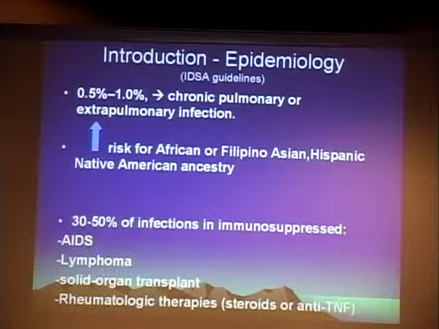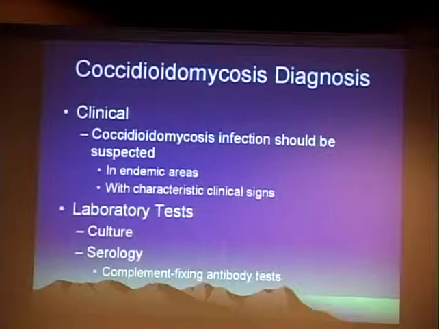And there are certain groups that are at risk. Those turn out to be African Americans, Filipinos, Asians, and people of Native American ancestry. Now, 30 to 50% of those infections in general also will go into people who are immunosuppressed: AIDS patients, lymphoma, solid organ transplant, rheumatological therapies such as TNF-alpha inhibitors. Now, how do we make the diagnosis? Briefly, just to review, it should be suspected in endemic areas.